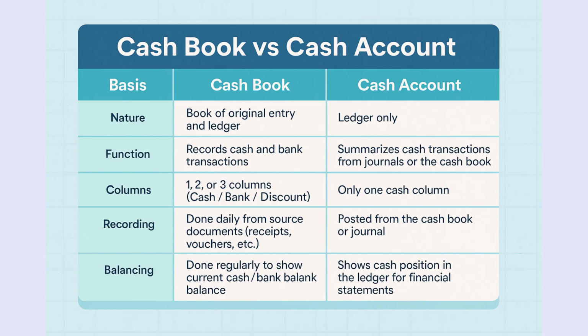Entries in the cash book are made daily from source documents, like receipts and vouchers. The cash account is prepared later based on postings from the cash book. The cash book is balanced regularly to track available cash or bank balances, but the cash account is balanced only at the end of an accounting period. The cash book provides up-to-date information on cash and bank balances. The cash account, however, shows the overall cash position in the ledger.